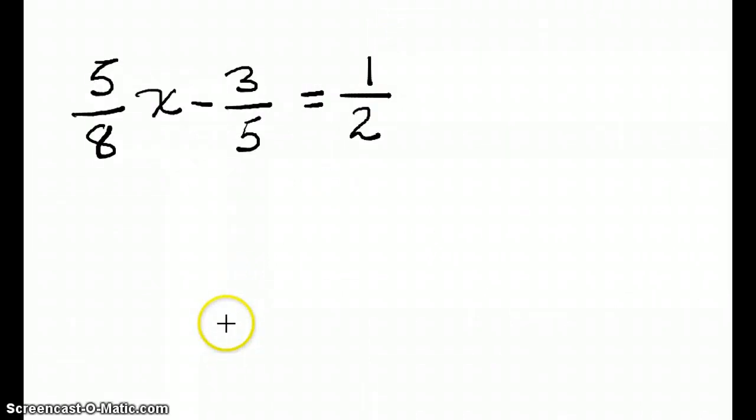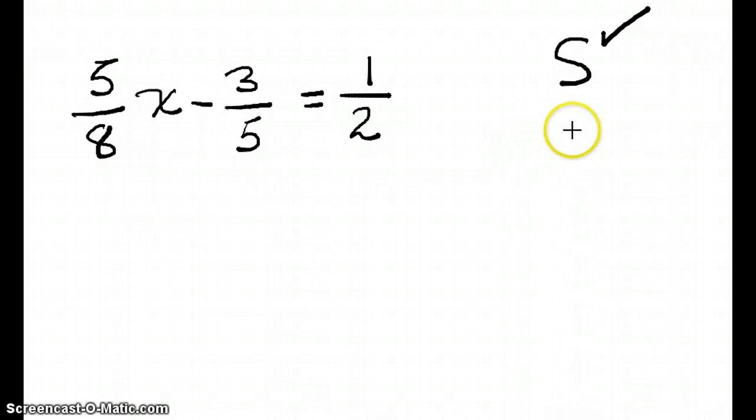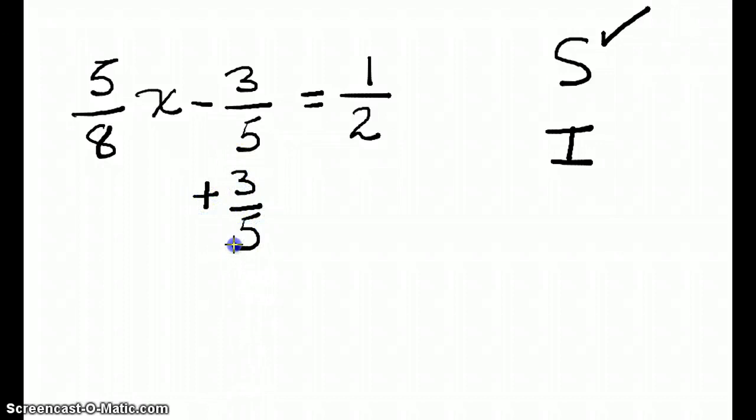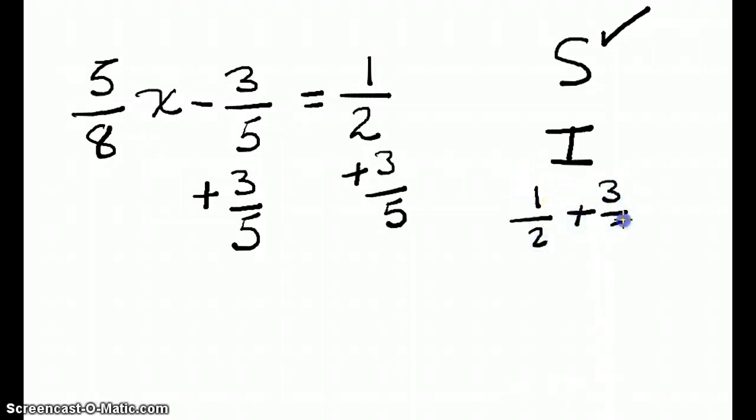Next example. Alright, now things are really getting busy. Alright, simplify. Do I have any parentheses? Do I need to combine like terms? No. Isolate. Is my variable on its own? No. Okay, I have a negative 3/5. The additive inverse says to add 3/5. Okay, and if I do that over there, I'm going to do that over here. Well, now I'm going to have to do some work on the side to make this addable.